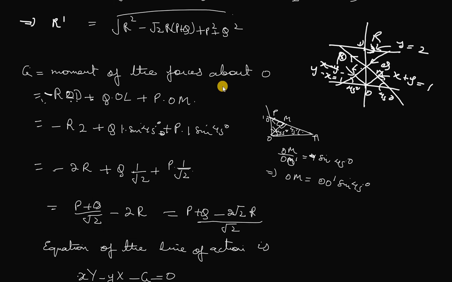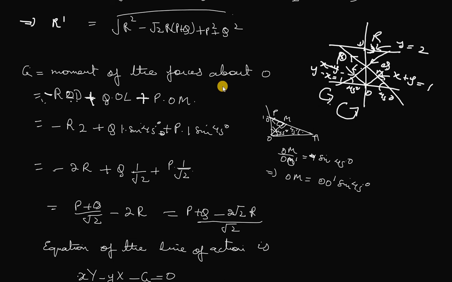Force Q into its perpendicular distance from the point O, that is OL. This force is moving in the anti-clockwise direction, so we have a plus sign here. Then plus P into what is the perpendicular distance of this force P? Again, this P is also moving in the anti-clockwise direction, so it is positive here. You have plus P into OM, that is the perpendicular distance.